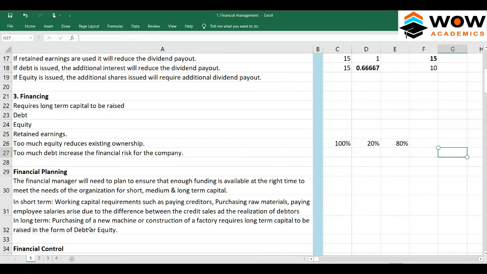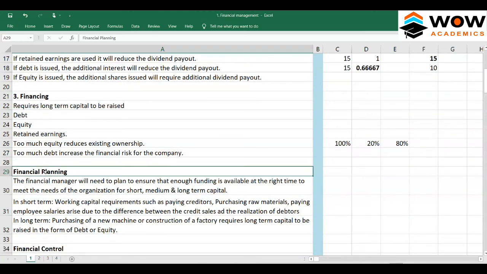So we'll move on to the financial planning concept. Financial planning is where a financial manager tries to find out the total amount of finance required in the short term, like within a year, medium term, like 1 to 3 years, and long term, like 3 to 10 years. A financial manager will try to find out whether enough funds are available for the company in the short term, medium term, and longer term.